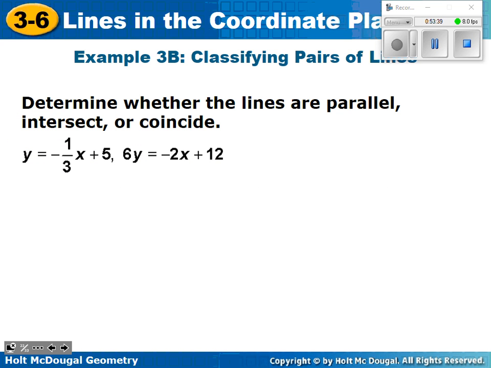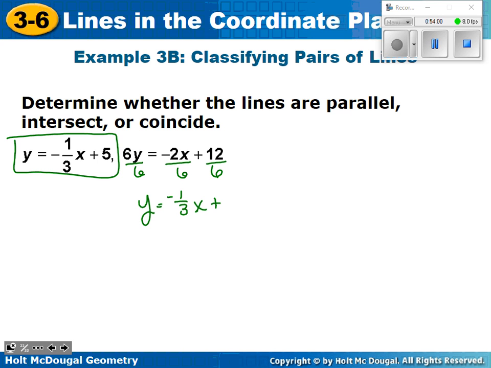What would we have to do here? Notice this one is y equals mx plus b, but what's wrong with this one? What would we have to do before we could answer this question? Divide by 6, and everything would get divided by 6. So that we would have y equals reduce -1/3 x plus 2. You would have to get y by itself first. So use your algebra skills to solve for y and then compare your slopes.